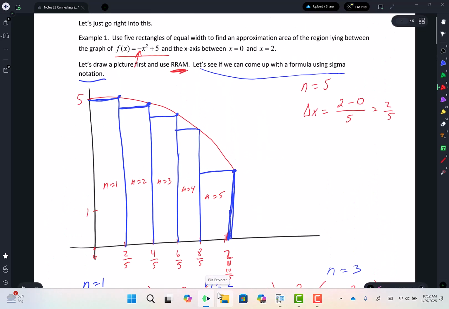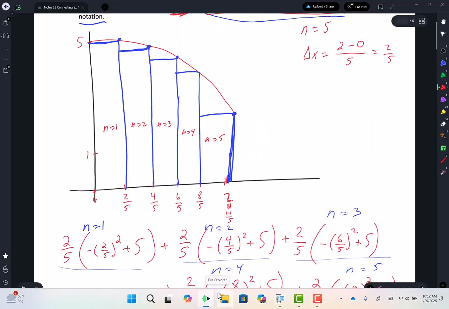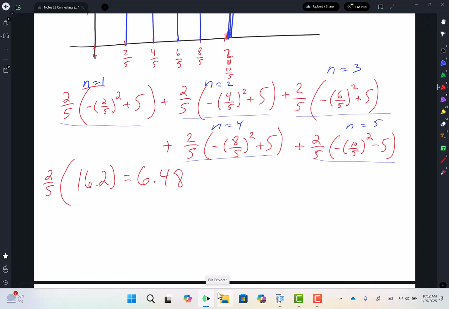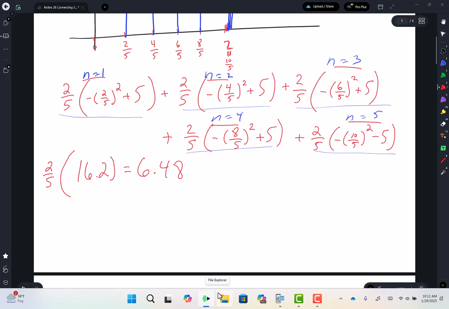We're going to see if we can come up with a sigma notation formula. So remember, n equals 1, n equals 2, n equals 3, n equals 4, n equals 5. I think we can figure out the 2/5 one pretty easily. So I'm going to put something in parentheses with a 2/5. And I can see there's a 5 in each one. Do you see that 5 on each one? I put a minus there. How come you guys didn't tell me that I put a minus there? So I see a plus 5 on each one.